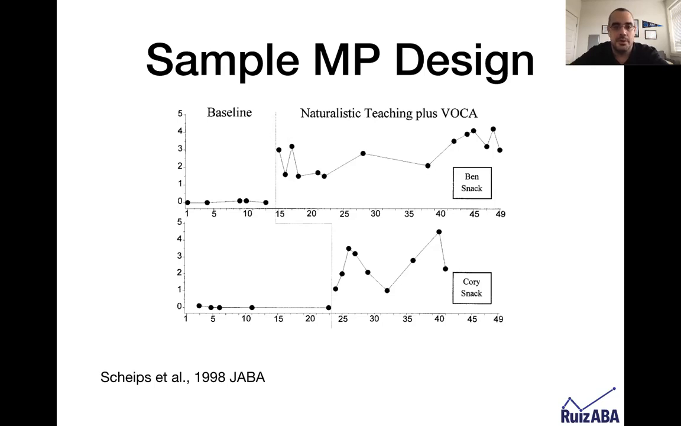These folks worked with one person at a time. Notice the intervention operates in a similar fashion. In the Corey snack naturalistic teaching plus VOCA condition, you'll notice that when he first enters treatment, the researchers don't really do a treatment for Ben in that time. There's a gap, right? They're taking intermittent probes. They're continuing the intervention daily, but they're not measuring.